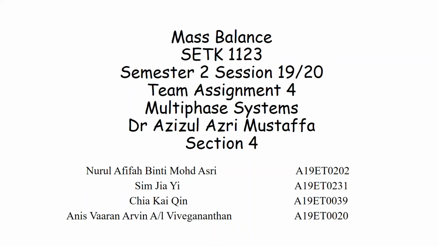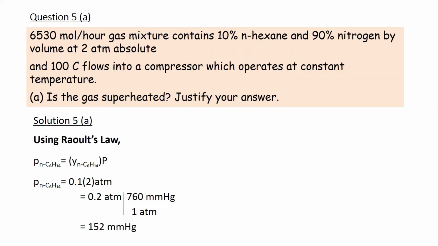Good morning all. So we will start question 5 by reading the question first. 6,530 mol per hour of a gas mixture, which contains 10% N-hexane and 90% nitrogen by volume at 2 atmospheric pressure absolute and 100 degrees Celsius, flows into a compressor which operates at constant temperature.